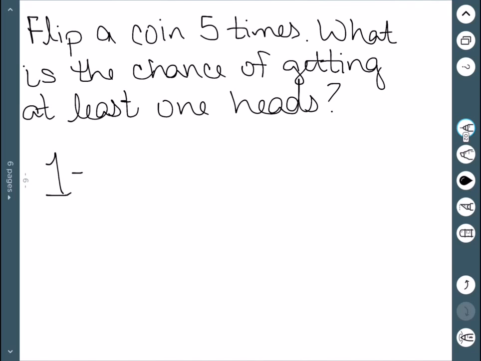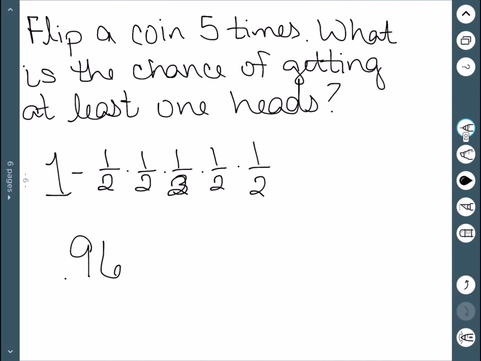Well, the chance of getting tails on the first one would be 1/2. The second's 1/2. Third is 1/2. Fourth is 1/2. And the fifth is 1/2. So now we just need to calculate this. And when we do, we get 0.969, or 96.9% chance that in 5 coin flips, we will get at least 1 head.